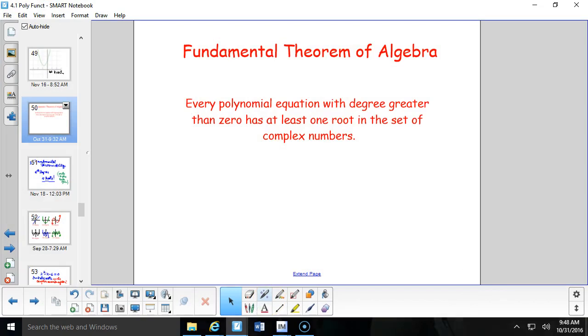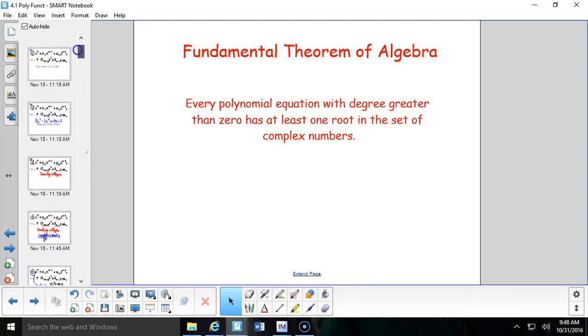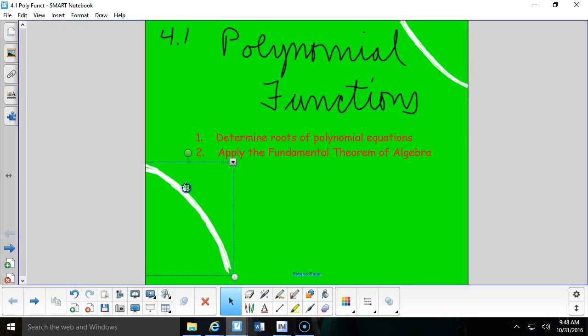Let's talk about 4.1. Let me get on the right page first. There I am, 4.1. Nah, this is a black paper. Polynomial functions. This is a good chapter. This is one of my favorite chapters.